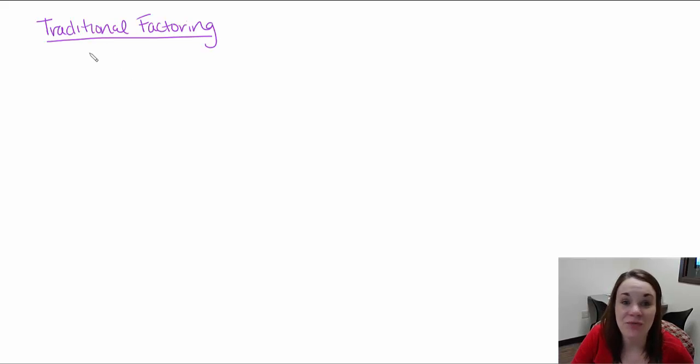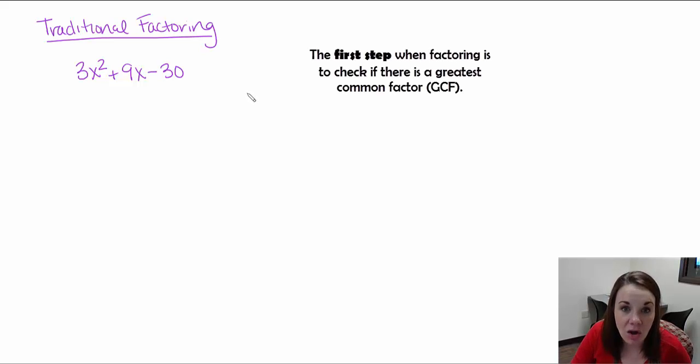Today we're going to talk about factoring, just traditional factoring, or what I call traditional factoring. So say for instance you have something, say 3x squared plus 9x minus 30. The very first thing that you want to check whenever you're asked to factor something is to see if there is a greatest common factor, meaning something that all of your terms have in common. So we ask ourselves, is there something that each of these terms have in common that we could factor out?